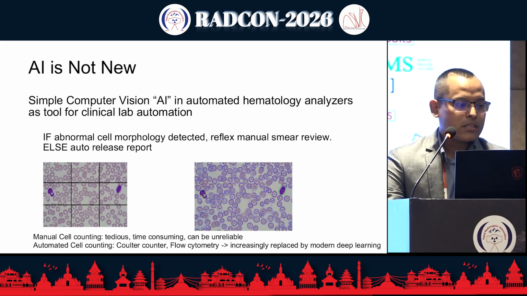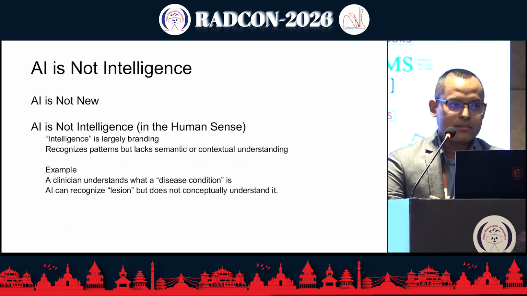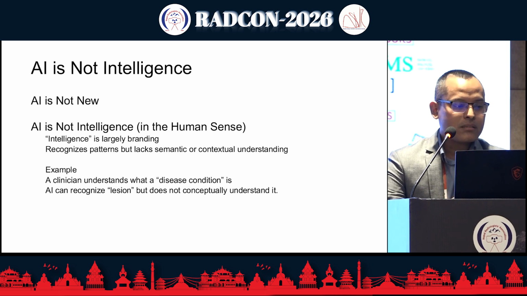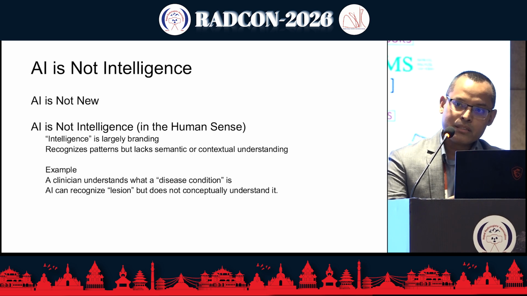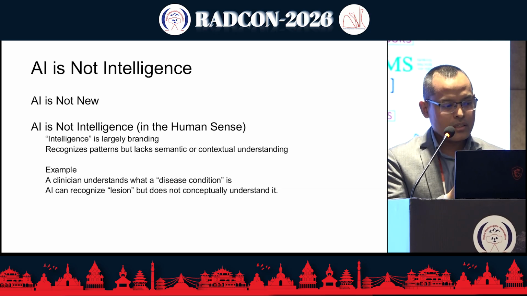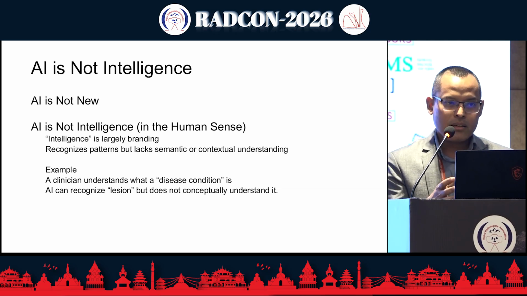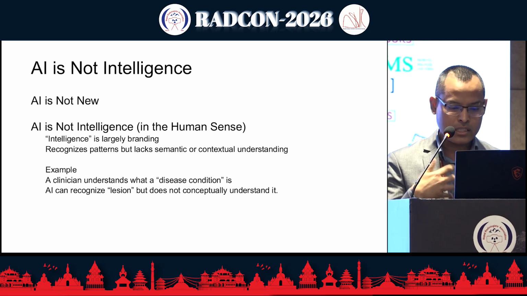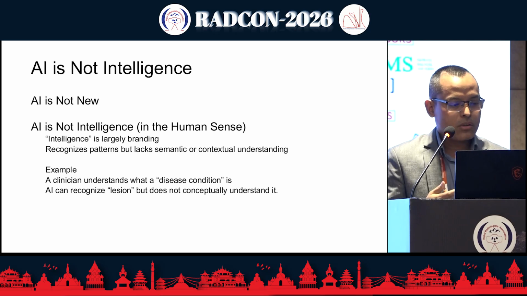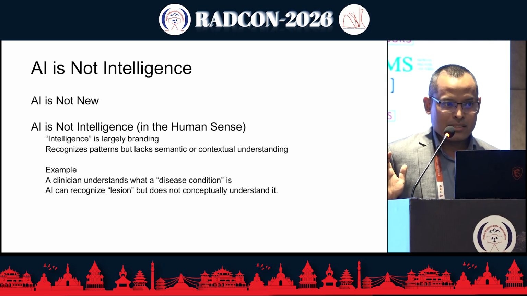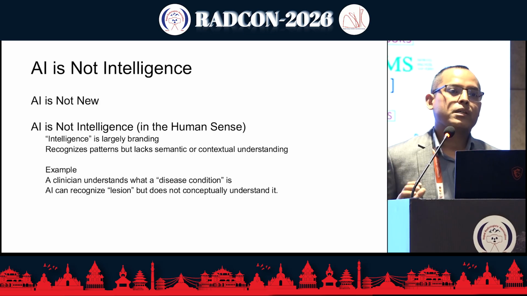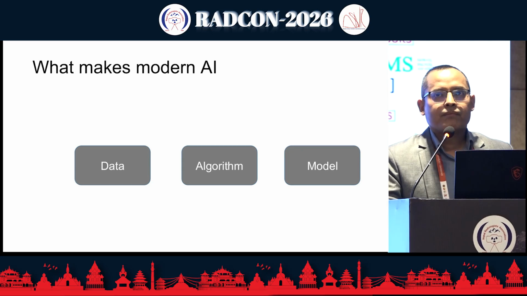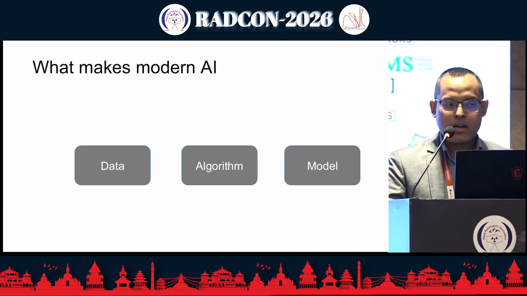And another point of departure could also be the name itself, artificial intelligence, but usually the term intelligence is largely a branding term, I'd say, because it's able to recognize patterns, but not in the human sense, since it lacks semantic and contextual understanding, and so AI is not intelligence, right? It's pattern recognition, but a much more complex pattern recognition system. And so we've looked at what AI is and what AI is not.